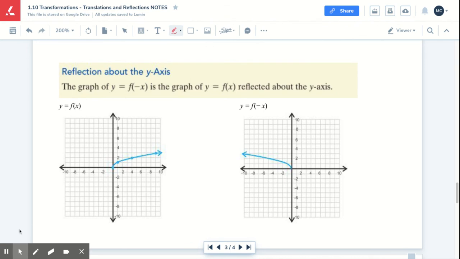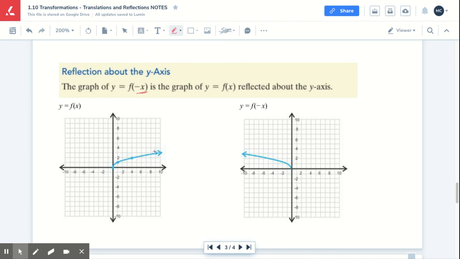Our final transformation is a reflection about the y-axis. This one says the graph of y equals f of negative x is the same as the graph of y equals f of x, but reflected about the y-axis. So again, the negative on this one is in a different location. It's inside the parentheses, so it's with the x. So really, this one is saying that the x values are going to change, but the y values are not.